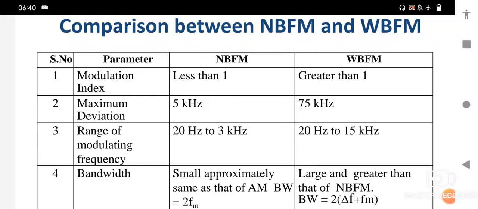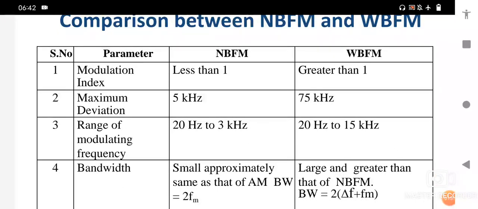The first parameter is modulation index. Based on the modulation index, narrowband frequency modulation has a beta parameter, or modulation index, less than unity, so less than 1. Compared to that, in WBFM the modulation index parameter beta is greater than 1.